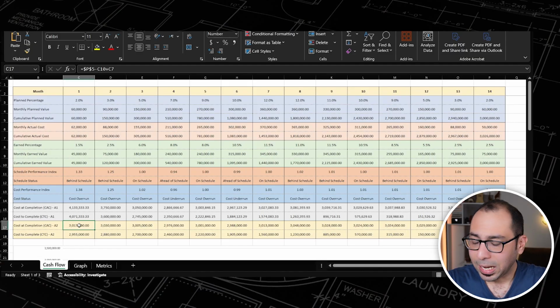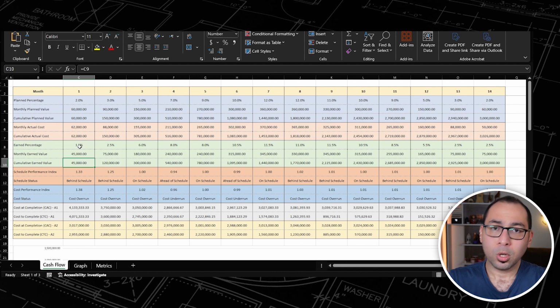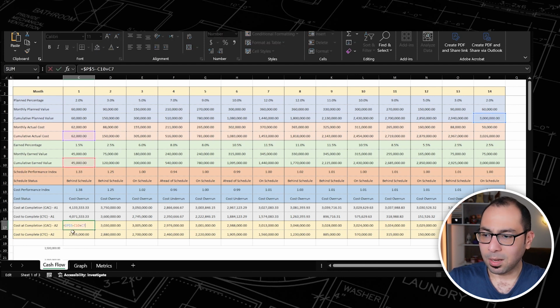And the second assumption can be that this bad cost performance will not continue throughout the project. It was just a problem or something in the first month. So how do we calculate that? We will say that, okay, for the first month, we are 38% above our budget. So we spent 62 and our earned value is 45. So there is a difference between these two. So only this difference will be added to the budget for the remaining works. So here is just a formula that says the total budget minus the earned value plus the actual cost. So I'm actually adding the difference between these two numbers to the project budget.